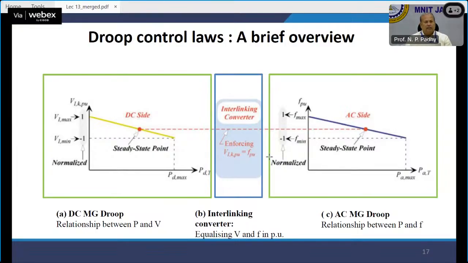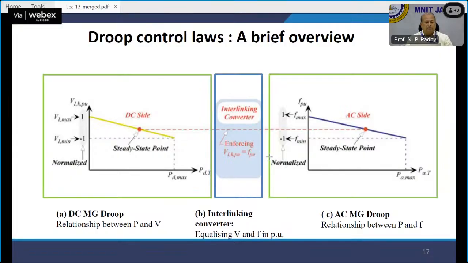Now, if you see the droop law, which is quite simple, we have a DC side and an AC side. It's a very interesting philosophy. In the past, we talked about the droop method for a DC grid separately, for an AC grid separately, for multiple DC grids separately, for multiple AC grids separately. But for the first time, we are talking about a DC-AC hybrid microgrid along with the interlinking converter.